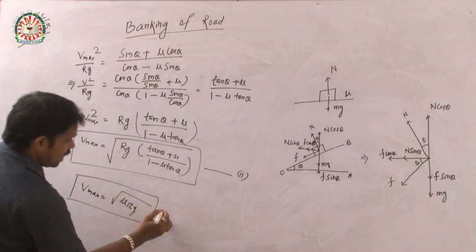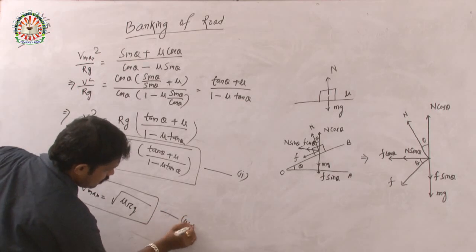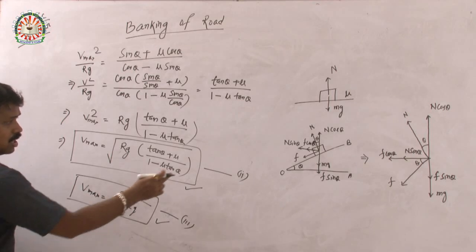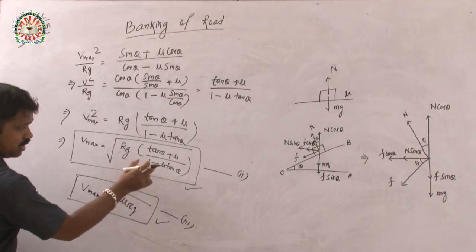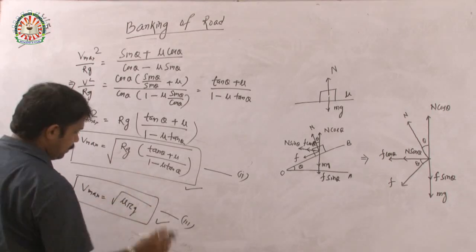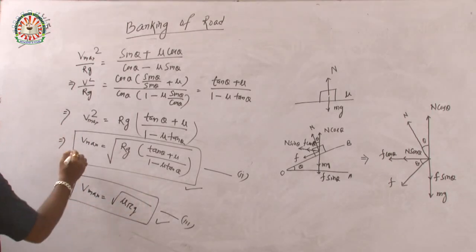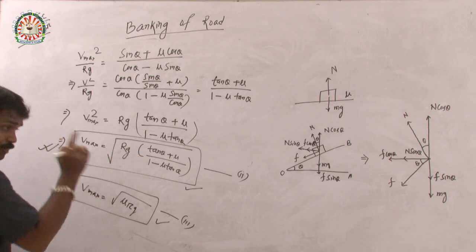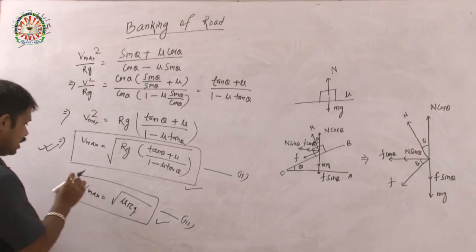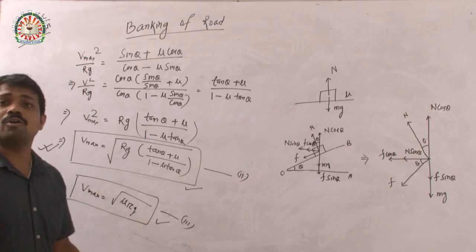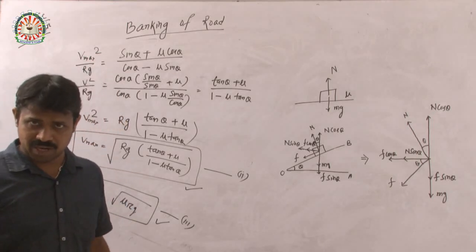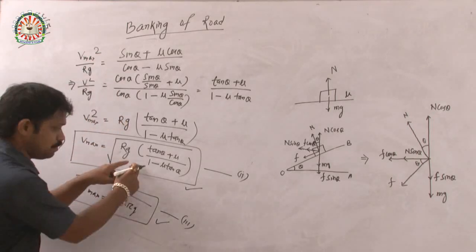Clear? So if you compare these two, this and this, which I have already discussed, this is the maximum velocity in your bend path. If you compare these two, you will find that the velocity of safety in a bend road becomes more than the velocity of safety in a horizontal curved path. That means which one is better? This one is the better one.